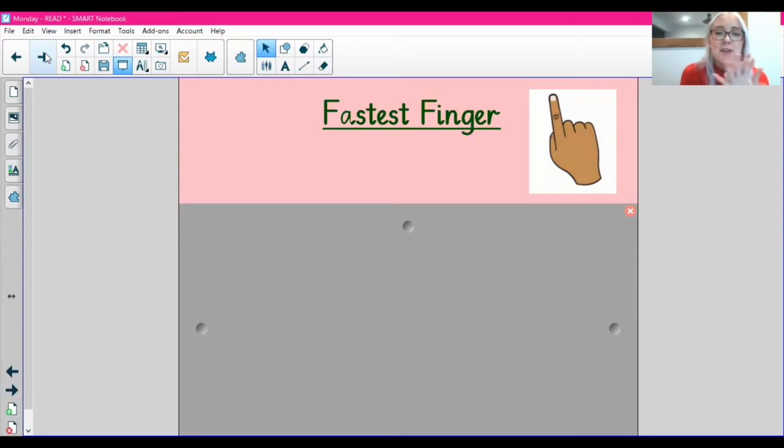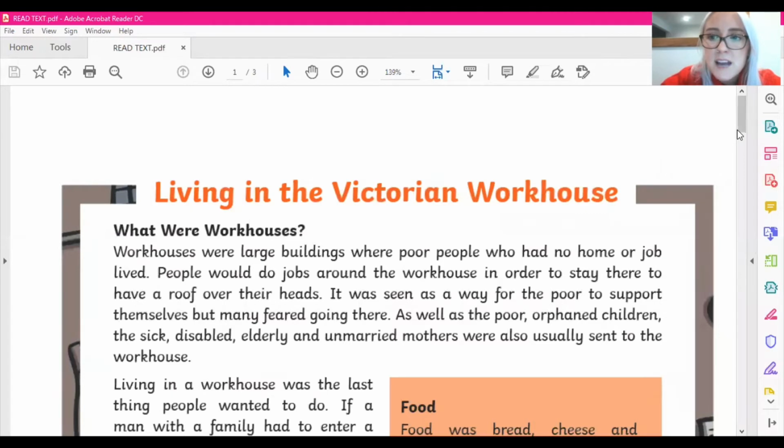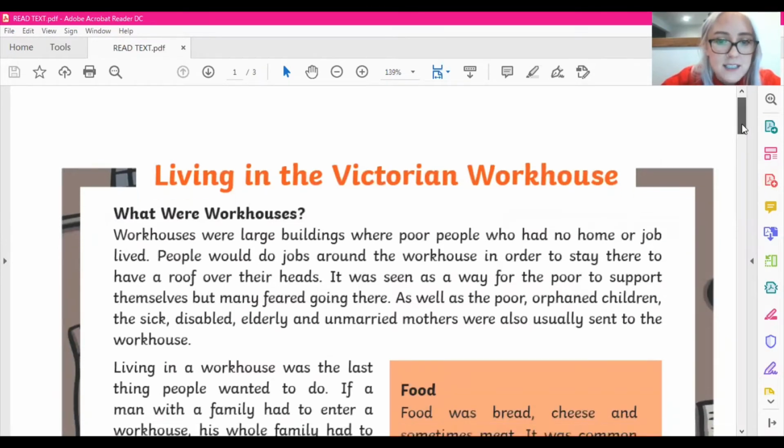So let's have a game of fastest finger. So I'm going to show you a word and you're going to skim and scan with me, looking at the text and see if you can find that word. So are you ready? Let's go. The first word we're going to look for is unmarried. So I'm just going to put the text back up, skimming and scanning for the word unmarried.